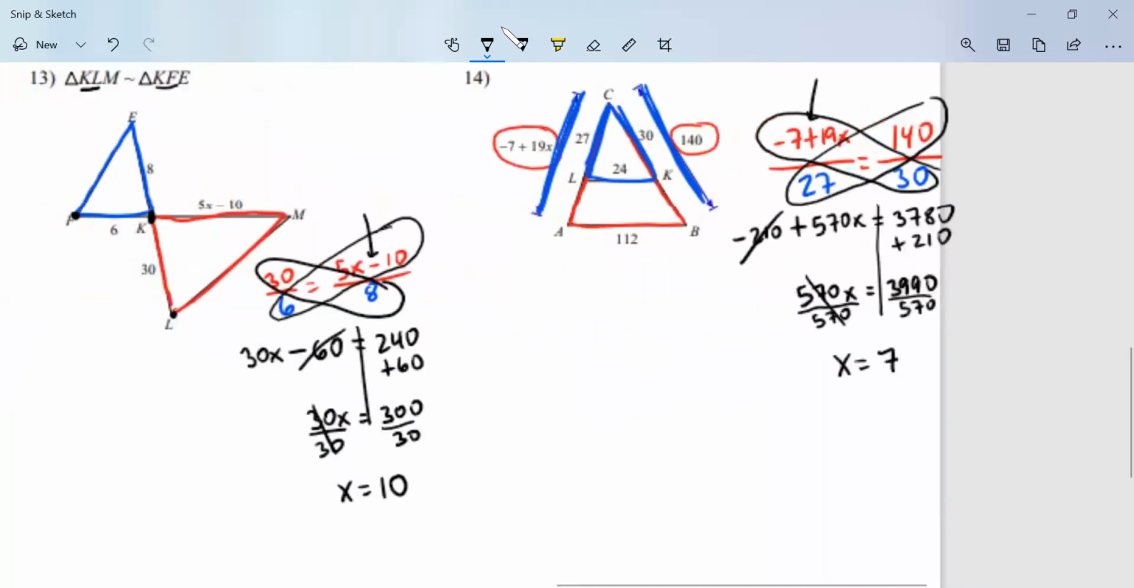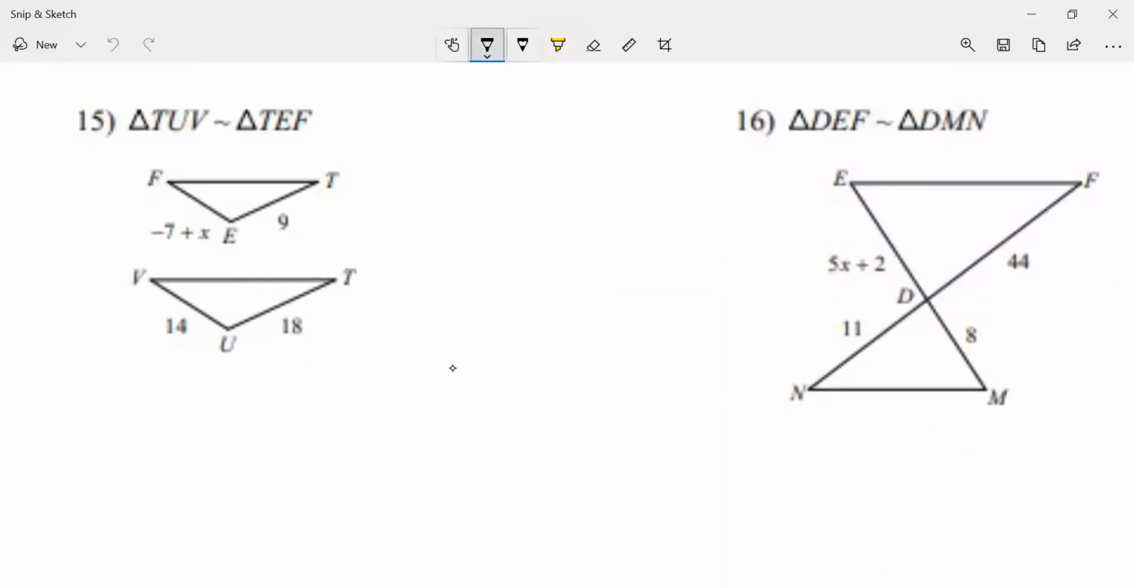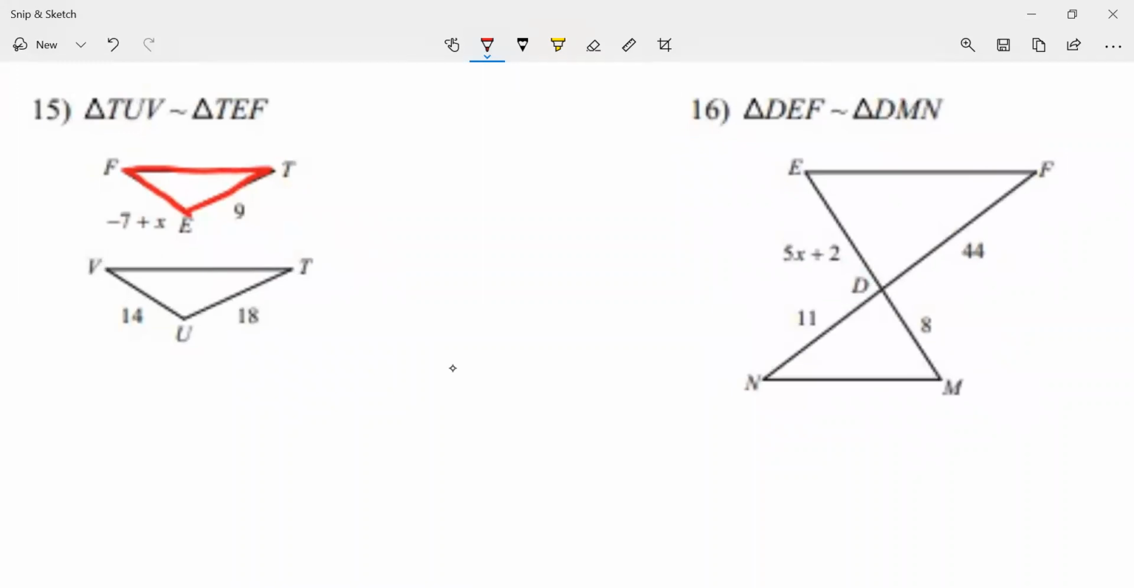Now, let's move on to question number 15. Still solving for x. I see a red triangle. And from that red triangle, the two sides that I'm going to use are negative 7 plus x and 9. And then I see a blue triangle. And I see the values 14 and 18.